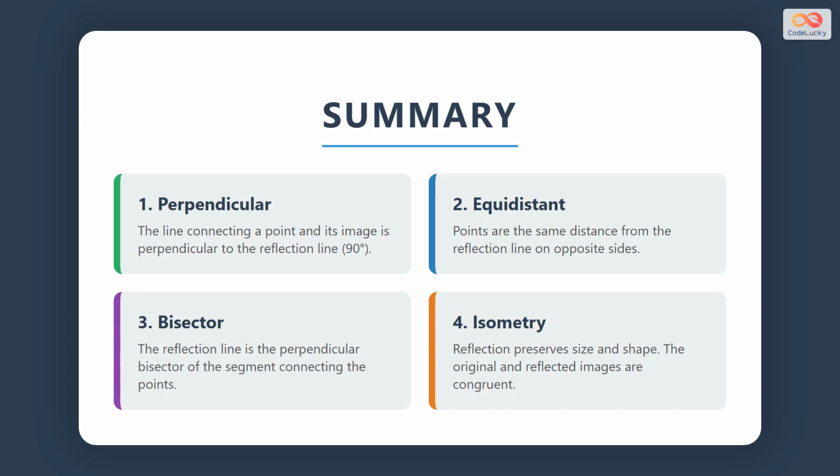To wrap up, remember these 4 key concepts. 1. The connection is perpendicular. 2. The points are equidistant from the line. 3. The reflection line is the perpendicular bisector. And 4. Reflection is an isometry, meaning the size and shape of your object remain perfectly preserved.